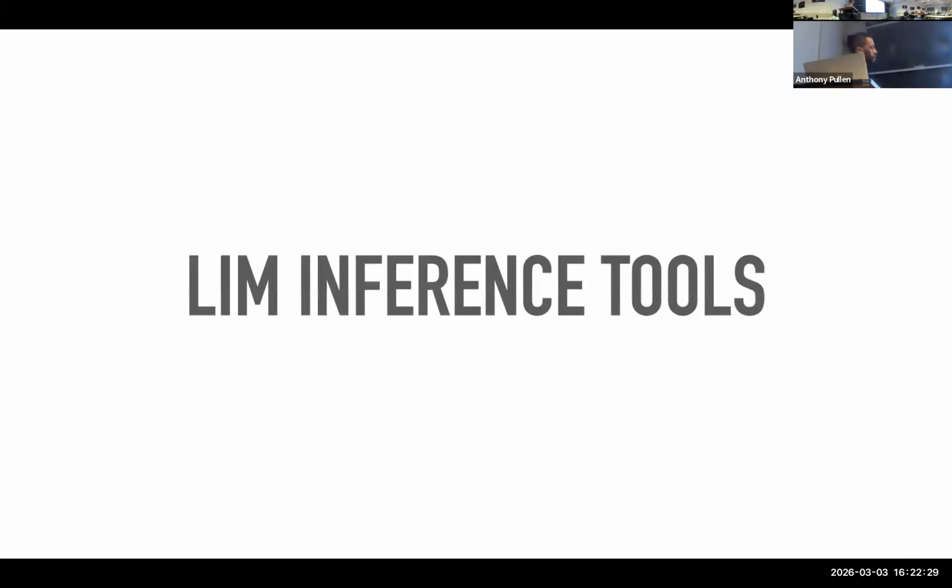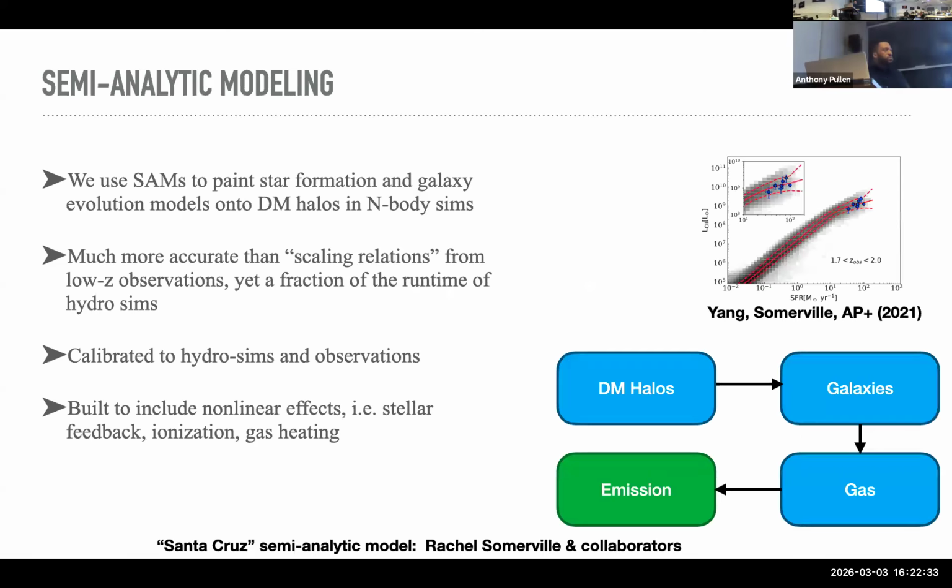All right, now let's get to the bulk of my talk, which is about Lyman alpha inference tools. In order to do these inferences, because galaxy evolution is complicated, much of the work that I align myself with is using simulations in order to characterize galaxy evolution. So I need to introduce the models we're using.